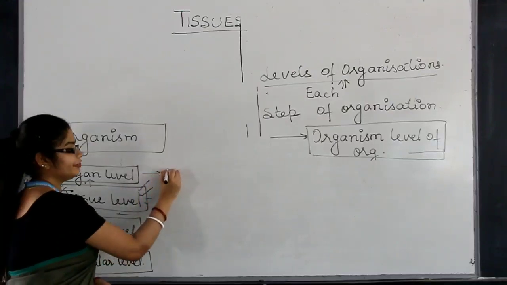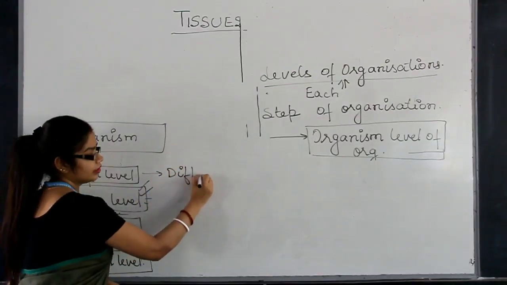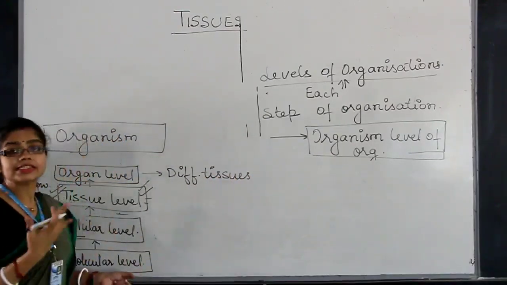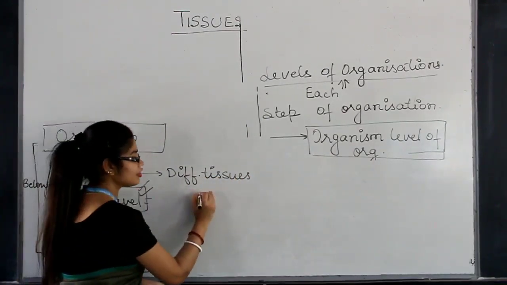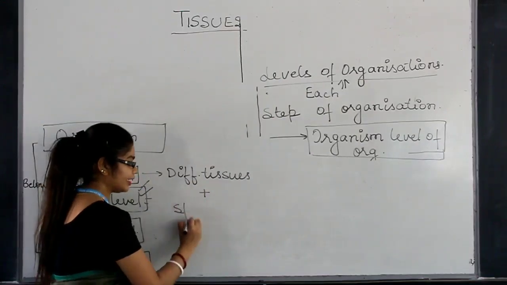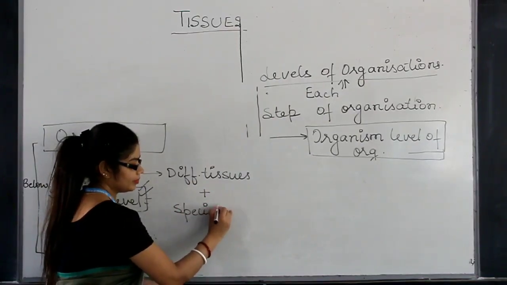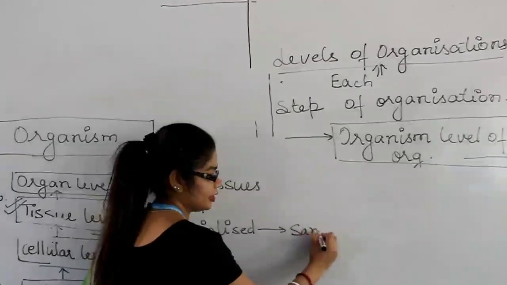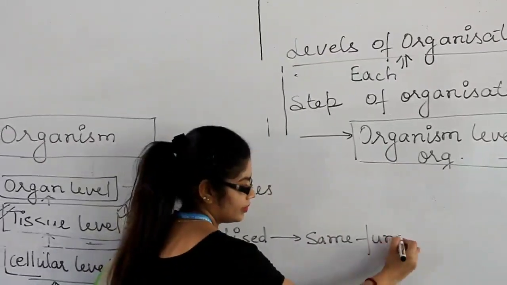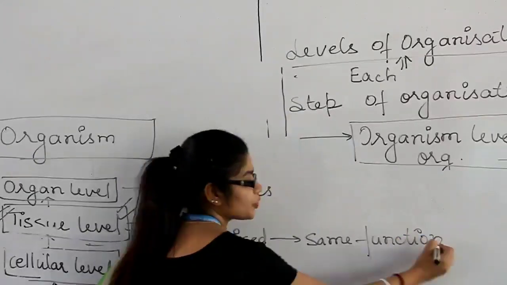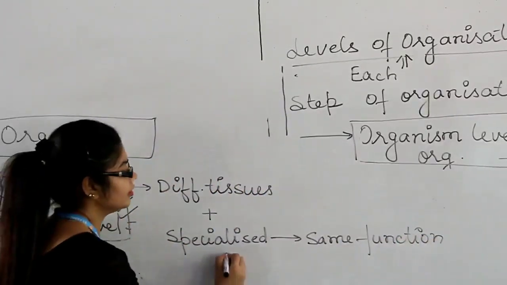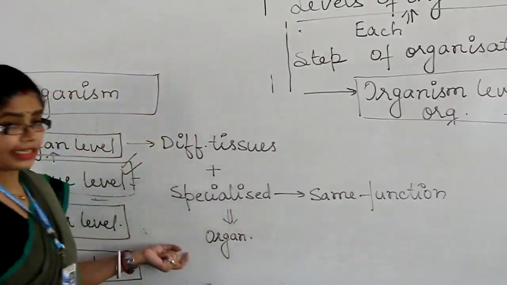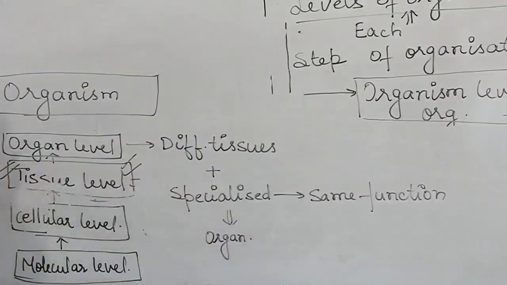Like we have different tissues. They are specialized in such a way that they carry the same function. So they get specialized to carry the same function, and together they constitute the organ. And it forms the organ level of organization.